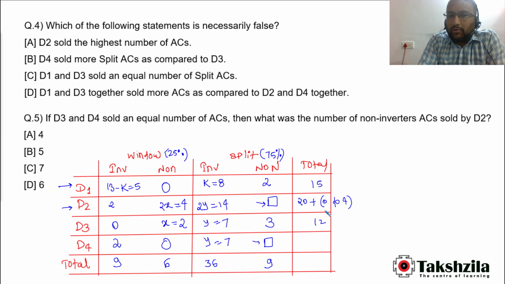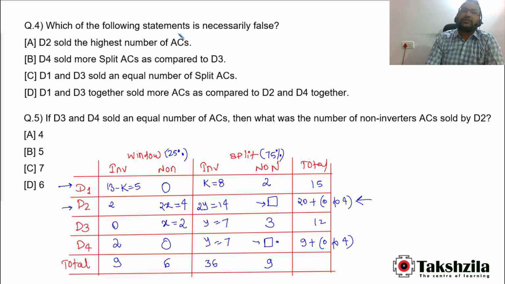For that, let's calculate the value of D4. D4 is going to sell how many? 2 plus 0 plus 7, that is equal to 9. 9 plus 0 to 4, because we don't know this number exactly. So over here we can see that the total number of ACs sold by D2 is going to be the highest. So the first statement is true, but we need to identify which statement is false.